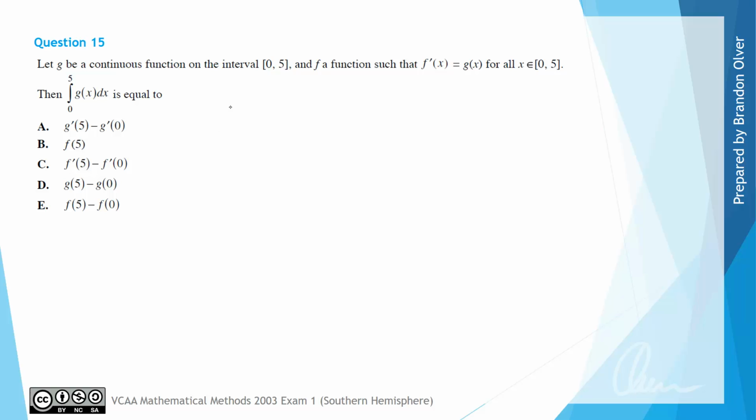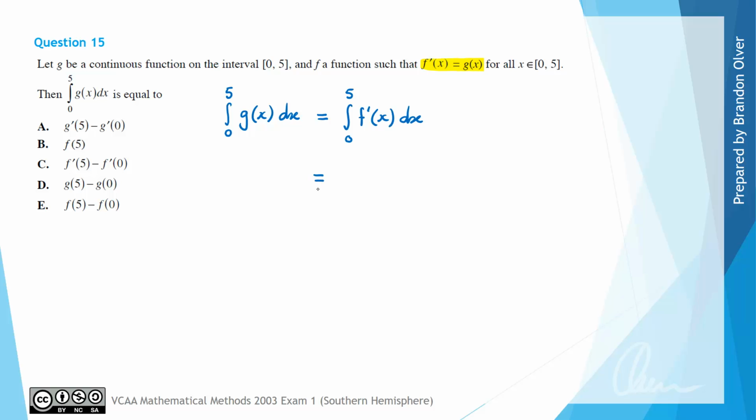So let's have a look at that integral. We have the integral from 0 to 5 of g of x dx. And we know that g of x is simply equal to f dashed of x. So let's make that change in our integral. Instead of g of x, let's replace it with what we know it's equal to. So the integral from 0 to 5 of f dashed of x dx is equivalent, and now we can work with this instead of the original integral we were given.